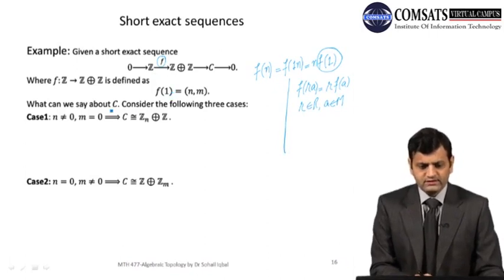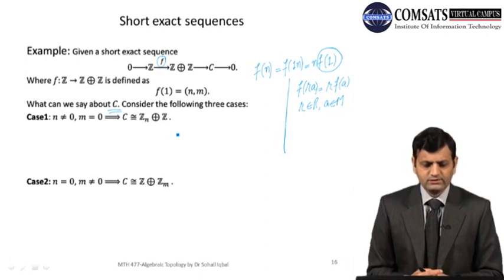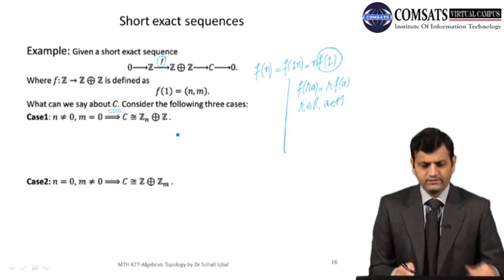Then what can be said about this C? There are three possibilities. The first possibility is that m is 0, and the second possibility is that n is 0. Of course both of them can't be 0, because otherwise we are dealing with a very trivial case. So let's consider the first case where n is non-zero and m is equal to 0.